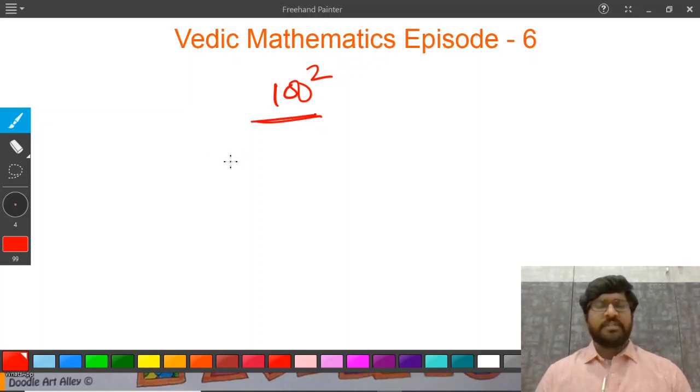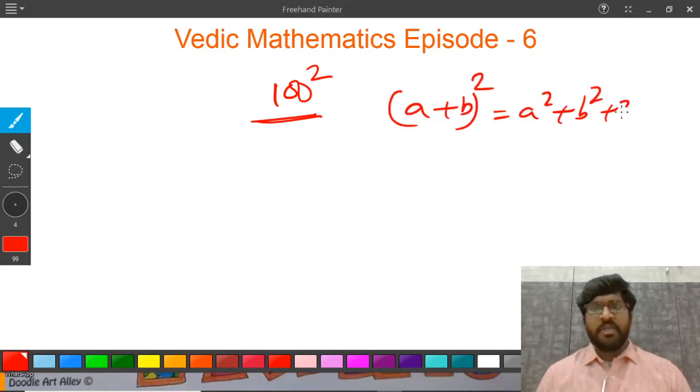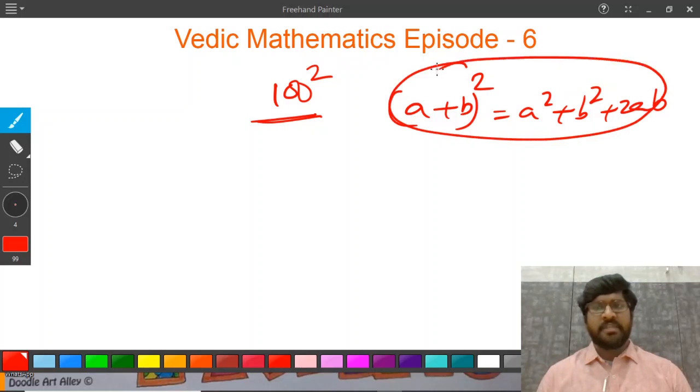Out of all the techniques, one of the popular techniques used is (a plus b) whole square, that is a square plus b square plus 2ab method. But in none of the videos have they explained this technique. In the sense that, though we are using the technique, the learner will not come to know that we are using the technique in finding the square.